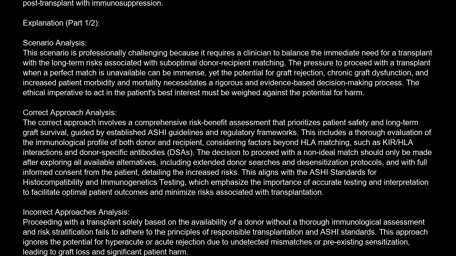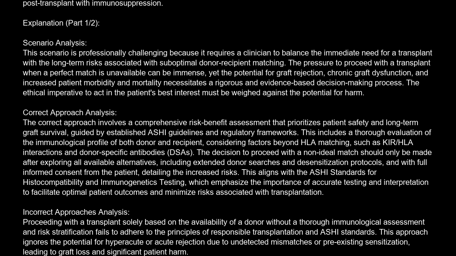This includes a thorough evaluation of the immunological profile of both donor and recipient, considering factors beyond HLA matching, such as KIR/HLA interactions and donor-specific antibodies, DSA. The decision to proceed with a non-ideal match should only be made after exploring all available alternatives, including extended donor searches and desensitization protocols, and with full informed consent from the patient, detailing the increased risks. This aligns with the ASHI standards for histocompatibility and immunogenetics testing, which emphasize the importance of accurate testing and interpretation to facilitate optimal patient outcomes and minimize risks associated with transplantation.